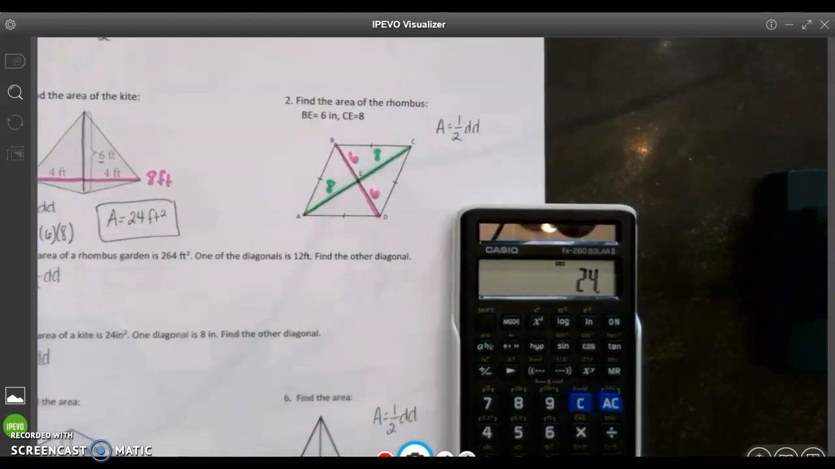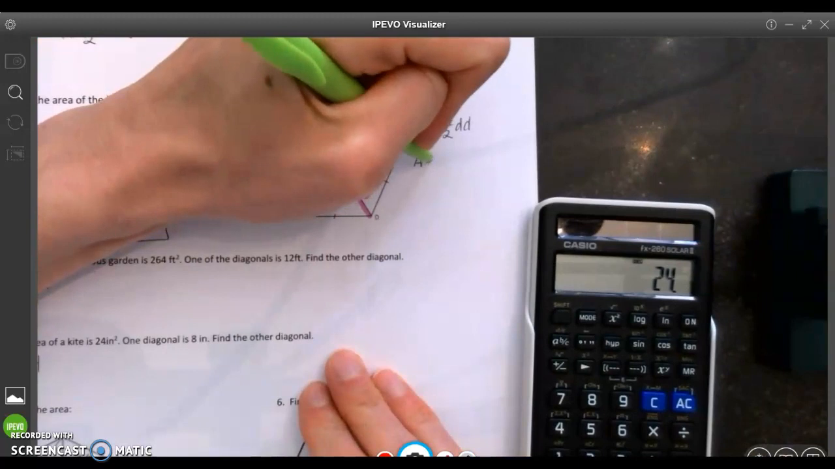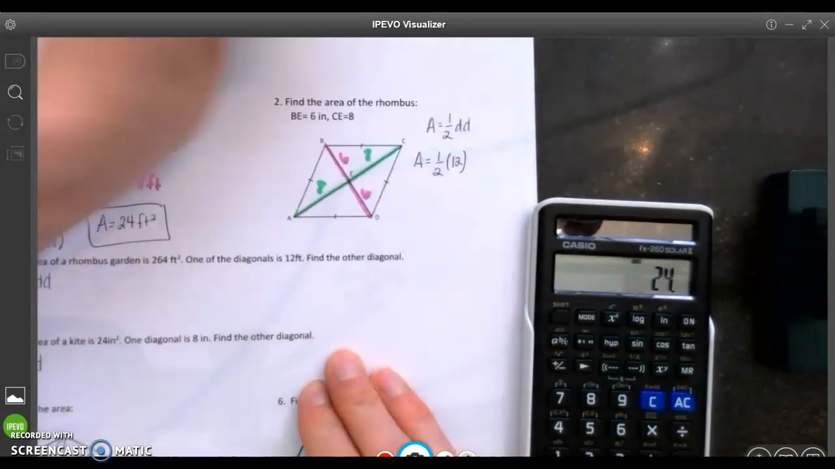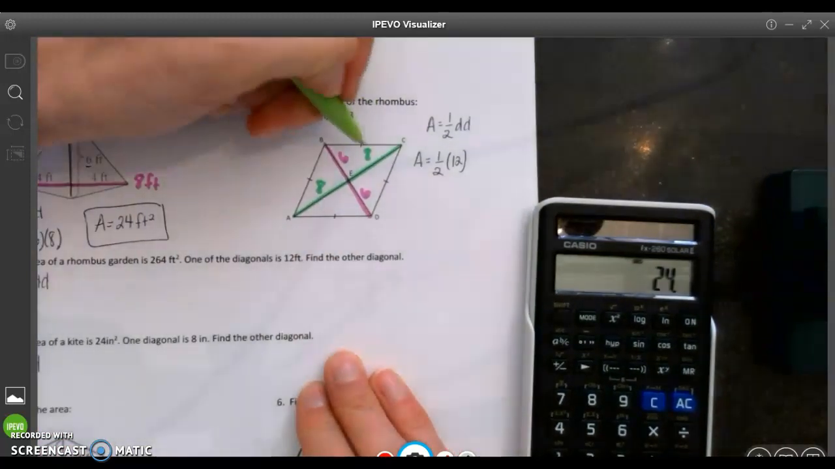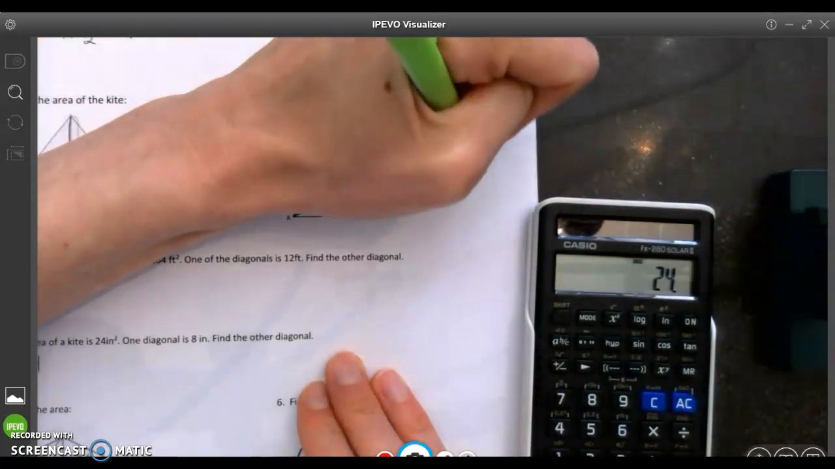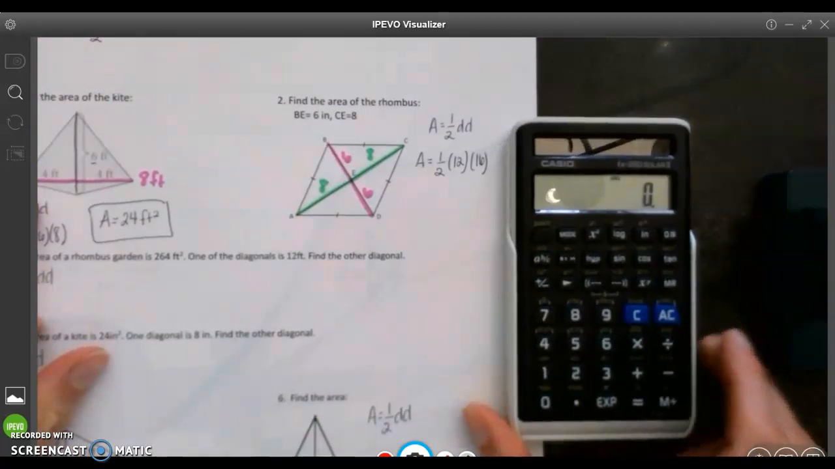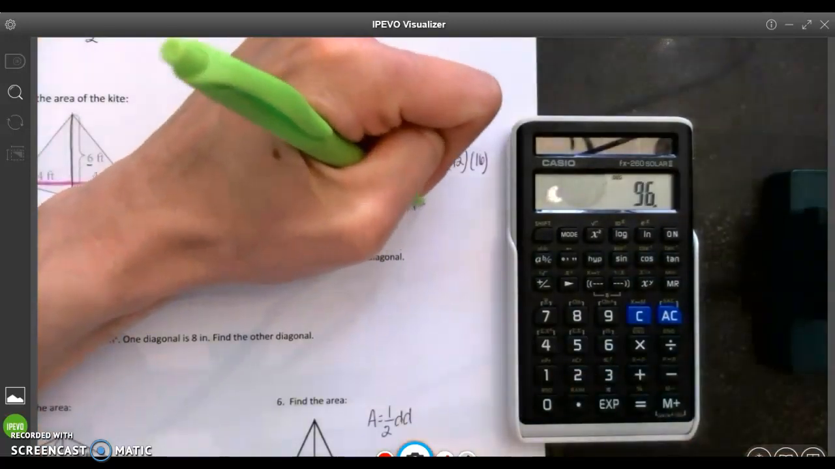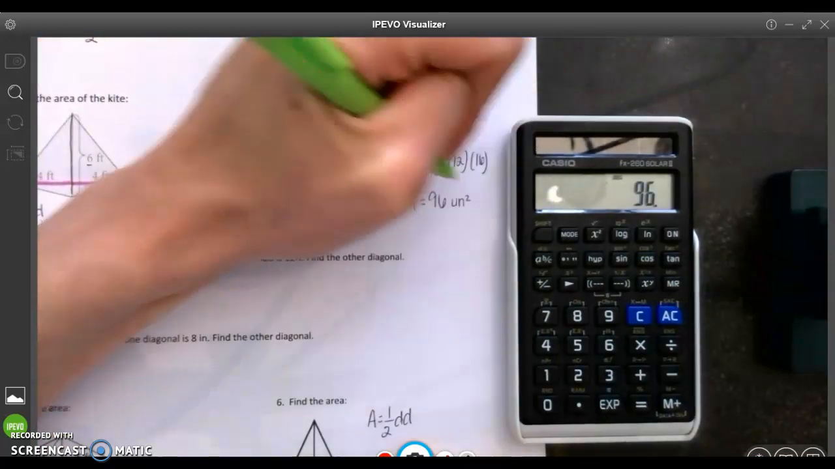So we have 2 diagonals that we need to add together in this one. So we have area equals 1/2. Our first diagonal is 6 plus 6. That one's 12. So if we want that whole purple segment, we add the 2 6s together. Then if we want the whole green segment, we add the 2 8s together to get 16. Now I can multiply that. 16 times 12 is 192, and I want half of 192, so I divide by 2. And area equals 96. And this one doesn't have a unit, so I'm going to say units squared.